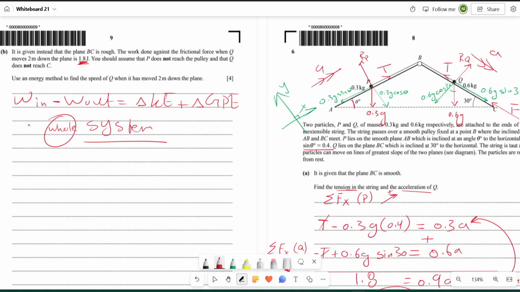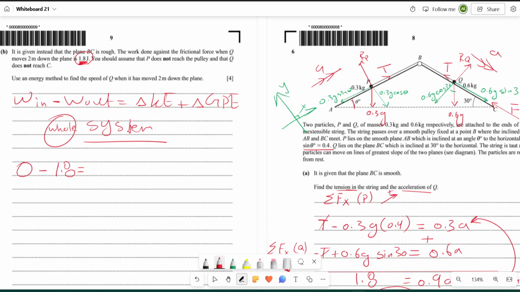So work in for this system, when you think about it, is what? Do I have any external force that's causing energy into my system? You tell me weight. I tell you no, we do not include the weight forces in work in. We include it in the delta GPE. So work in seems like it's 0. Then minus, what is work out of the system? Work out of the system, excluding the tensions as well, is just the work done due to friction, which is 1.8, very simply. That is going to equal the change in kinetic energy.